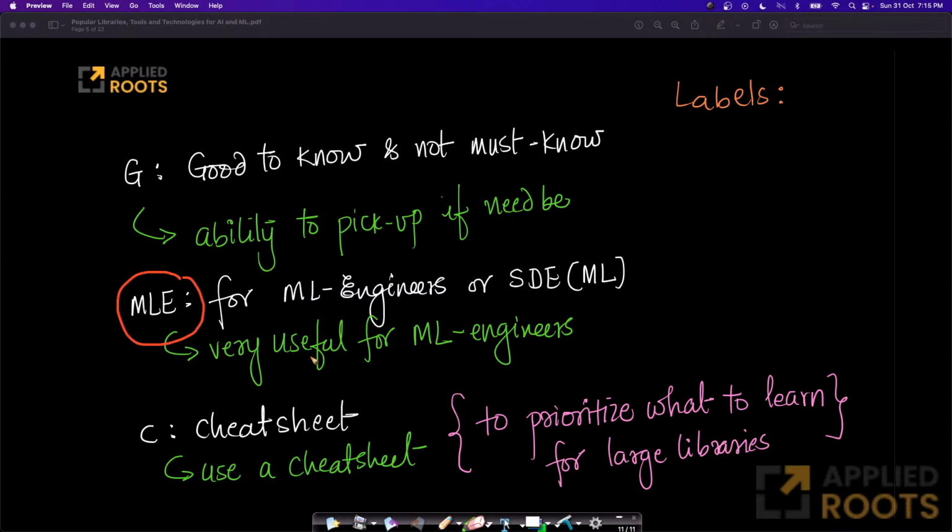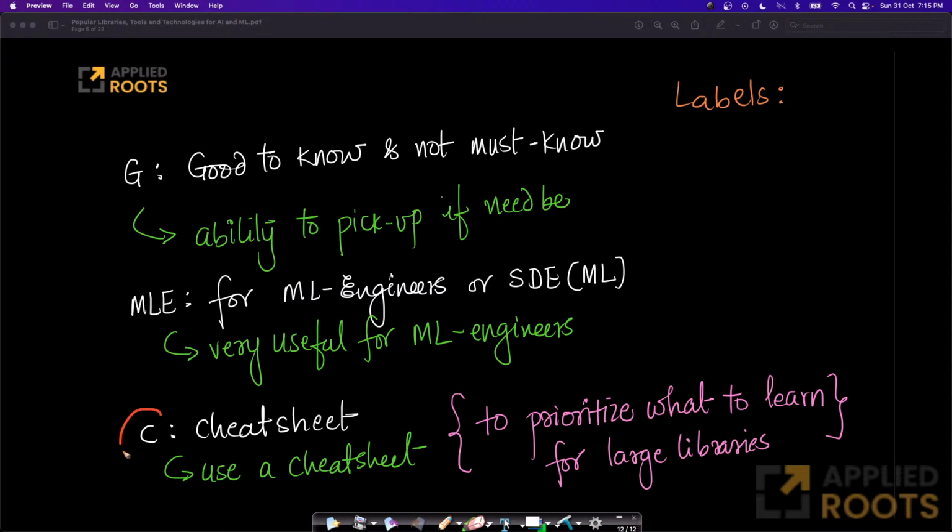Similarly, for some topics, we will use the label MLE. This is especially useful if you're planning to transition into ML engineering roles. ML engineers, sometimes also called software development engineers for machine learning, are people who spend approximately 50% of their time on software development and approximately 50% of their time on data science and machine learning. So if you're looking for machine learning engineering roles, this is most optimal for people who come from a CS or IT background or who are already software engineers in the industry.